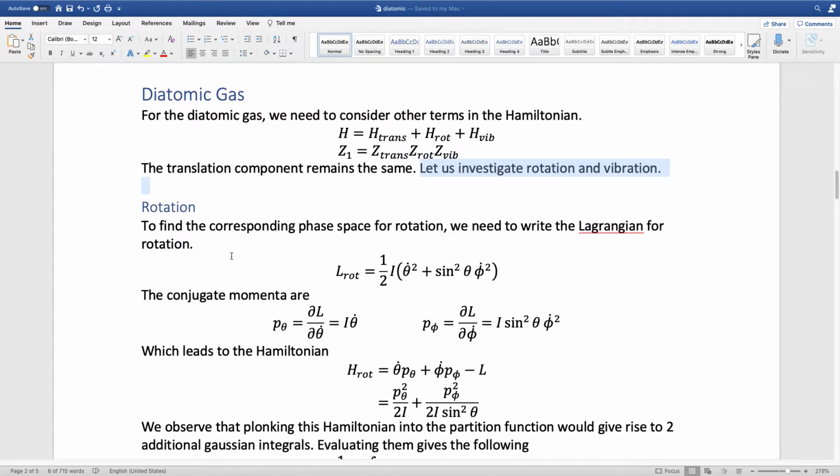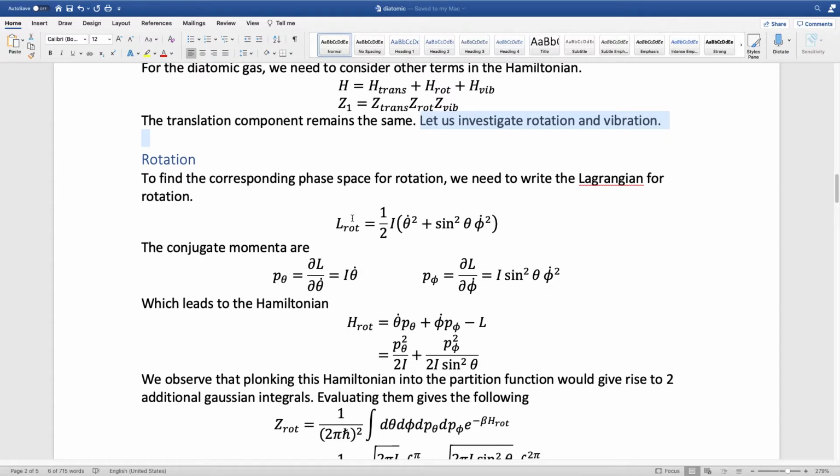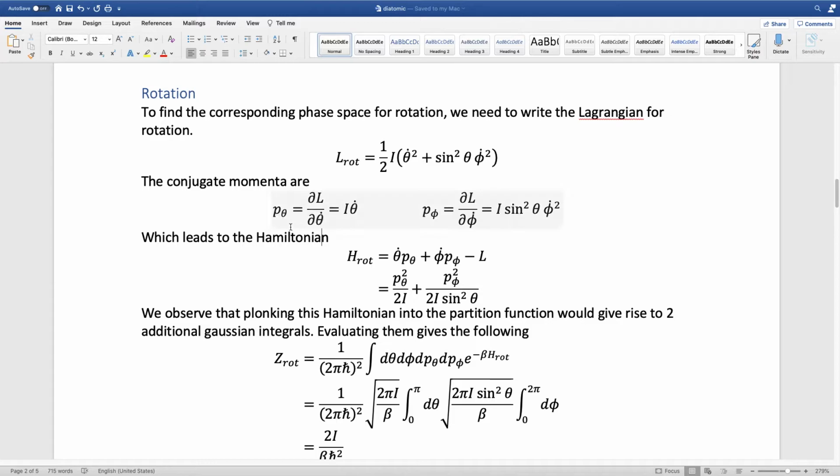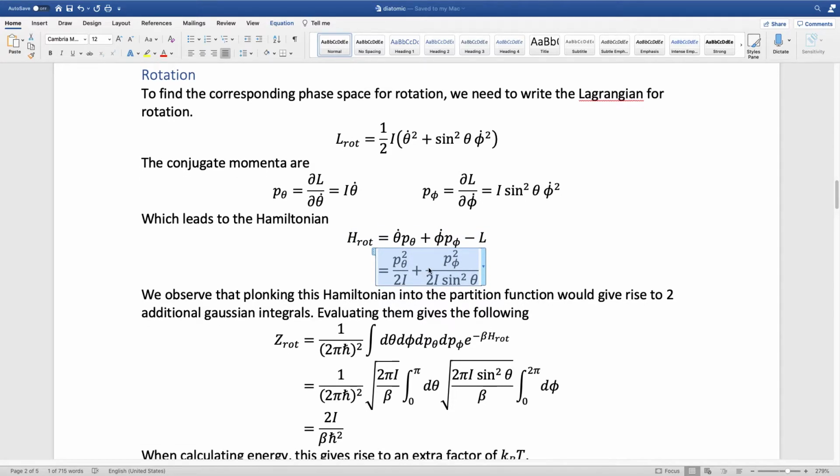For rotation, we first need to find the phase space for rotation. What is the phase space? To find the phase space, we use Lagrangian mechanics, and we calculate the Lagrangian first. This is a Lagrangian for rotation. This is just the kinetic energy in polar coordinates. Then the conjugate momentum is given by the partial derivatives with respect to these derivatives. So we get the following conjugate momentum, and this means that for phase space we have p theta, p phi, theta, and phi. We can calculate the Hamiltonian with the following formula, and that gives us this. Realize that this is just the rotational kinetic energy.